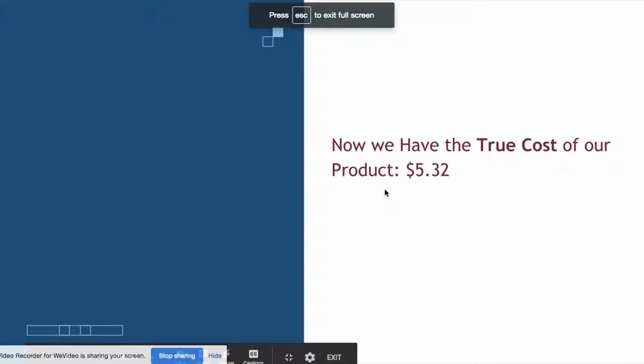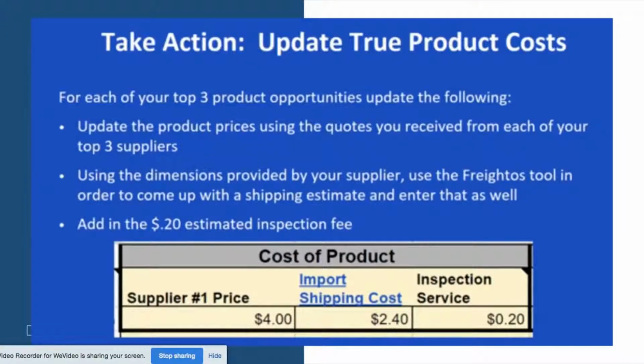So now we have the true cost of product, which is 5.32. So take action, guys. Update the true product cost. For each of your top 3 product opportunities, update the following. Remember, you need to do the same cycle even with the other suppliers that you talk to, and then fill up that workbook with all the values, like the example I've shown you. Update the product prices using the quotes you receive from each of your top 3 suppliers. Using the dimensions provided by your suppliers, use the Freightos tool to come up with the shipping estimates and enter all those values as well.